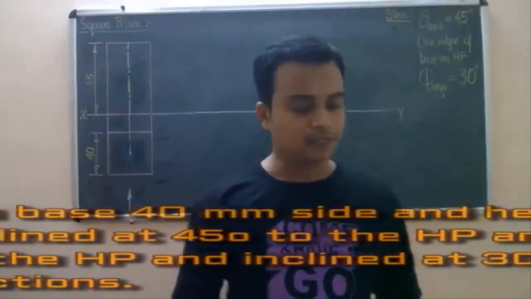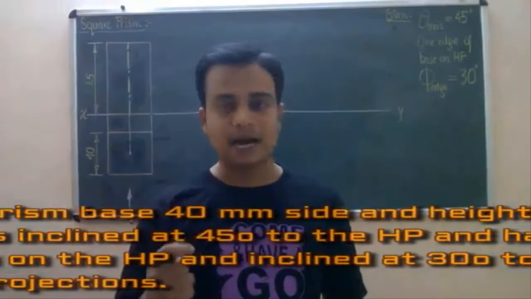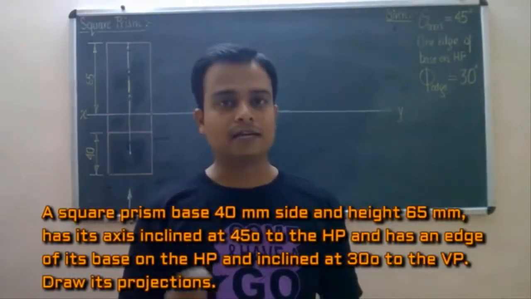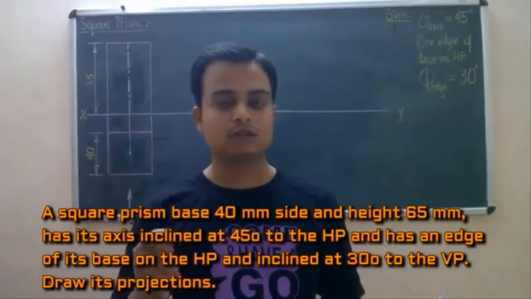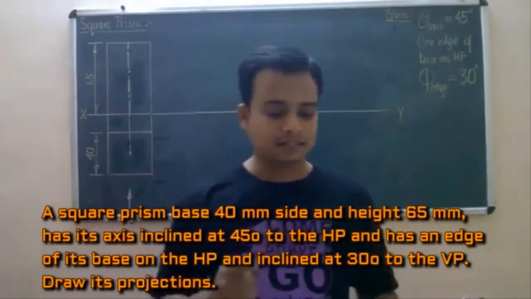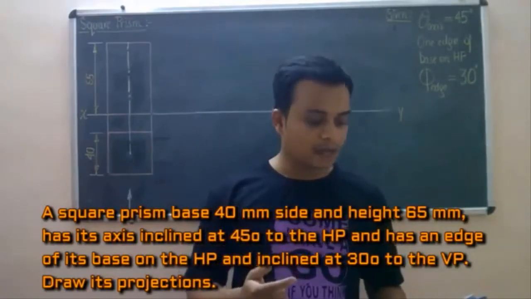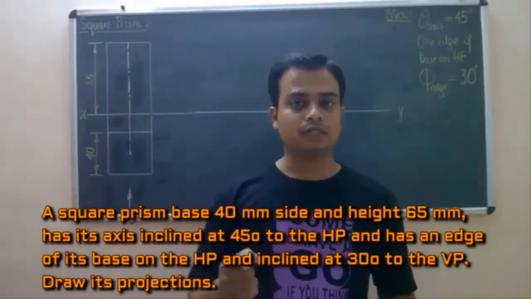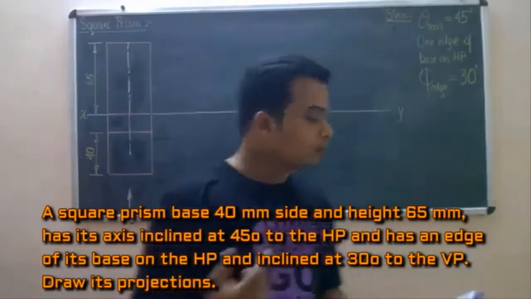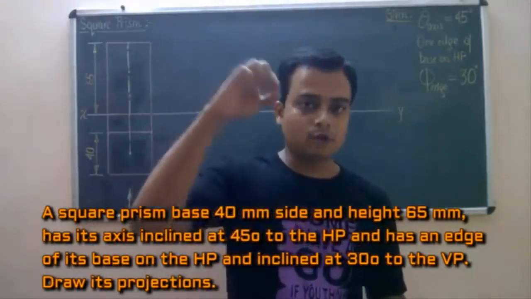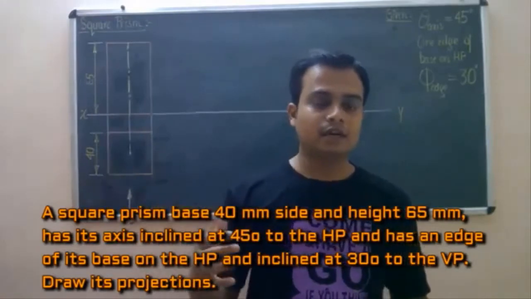A square prism, base 40 mm side and height 65 mm, has its axis inclined at 45 degrees to the horizontal plane and has an edge of its base on the HP, that is horizontal plane, and inclined at 30 degrees to the vertical plane, right? So there is a square prism. It has a square base and a square top. Both of them are congruent to each other.